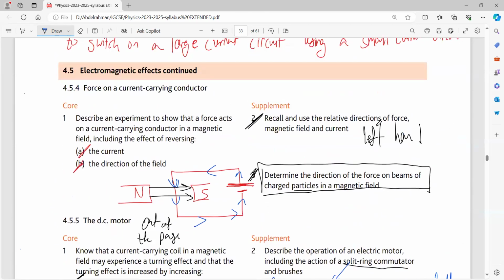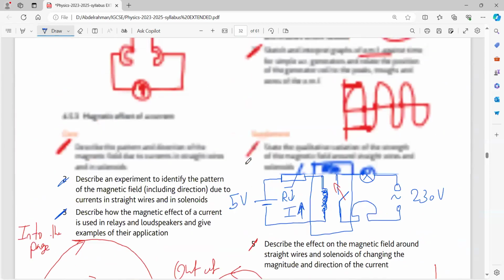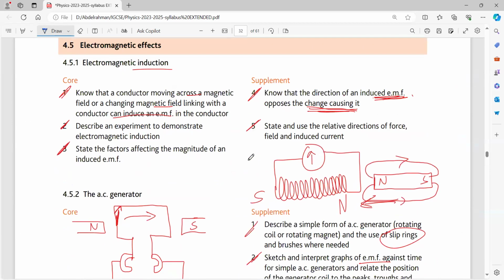Fleming left-hand rule is used with the motor, with a DC motor. Fleming right-hand rule is used with an AC generator. AC generator and DC motor, we use one of these rules each. Generator, Fleming right-hand rule. DC motor, Fleming left-hand rule.